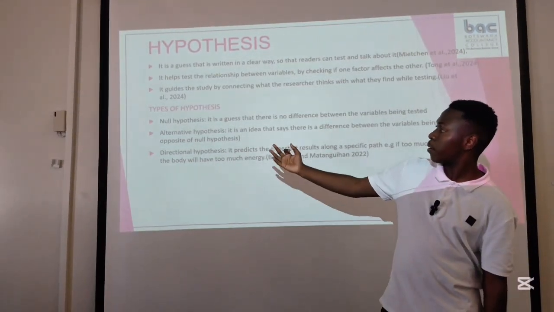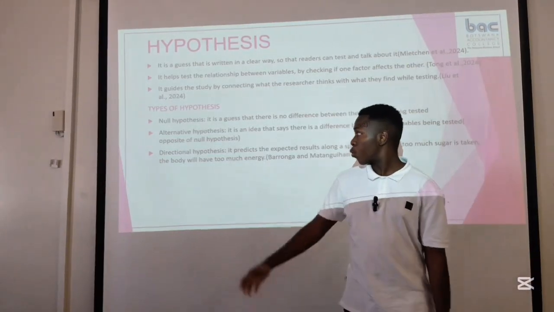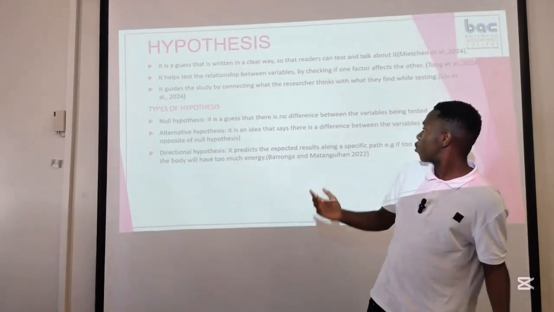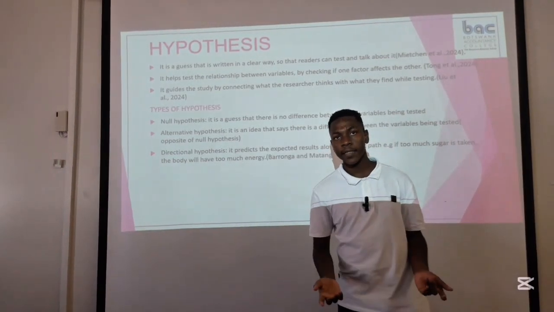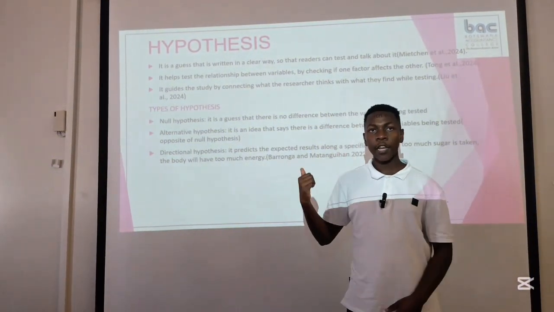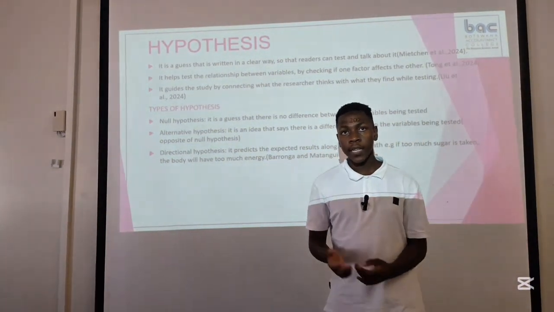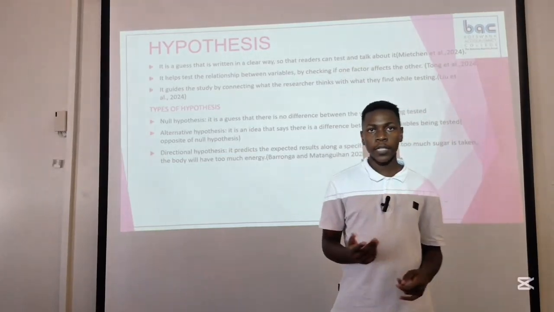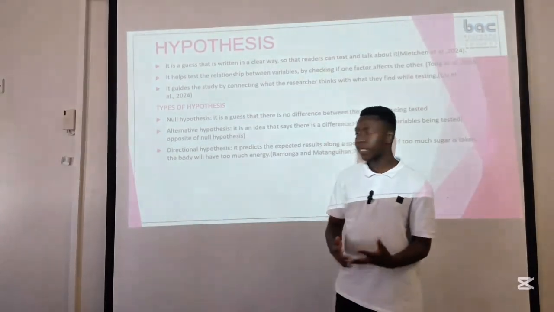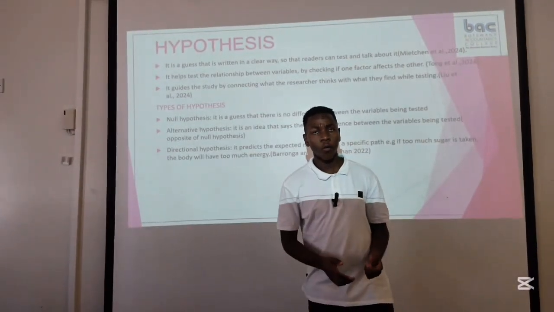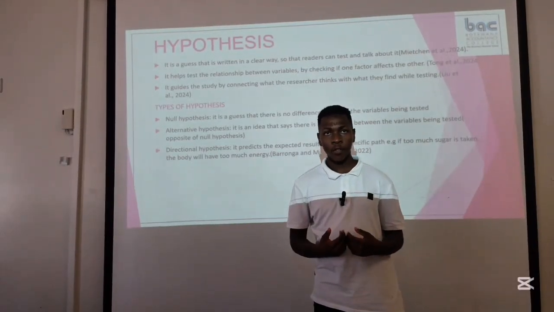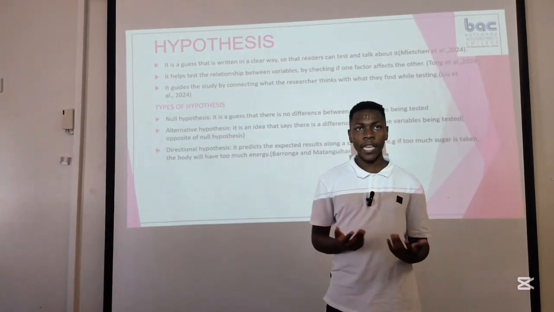So we have three main types of hypotheses. First, the null hypothesis, which states that there is no difference between the variables being tested. Another one is the alternative hypothesis, which is the opposite of the null hypothesis. Basically, there is a difference in the variables being tested. Another type is a directional hypothesis, which predicts the expected results in a specific direction. For example, if too much sugar is taken into the body, it will have too much energy.